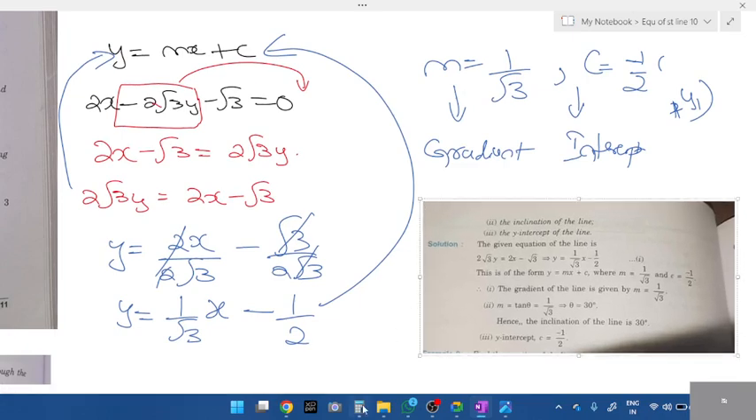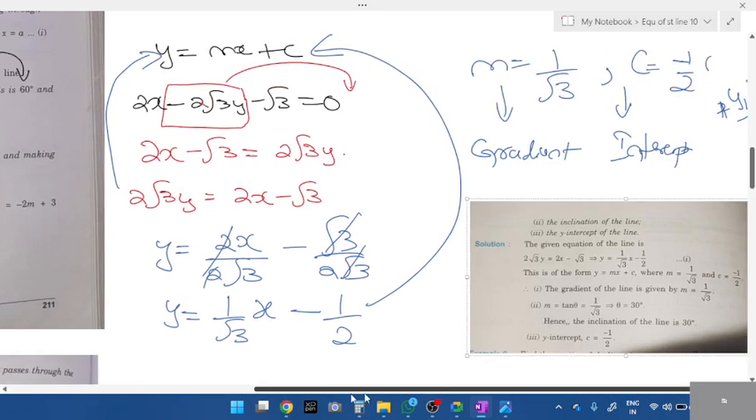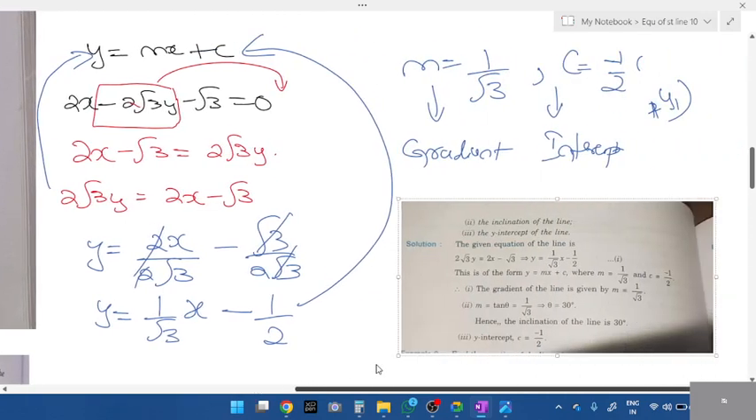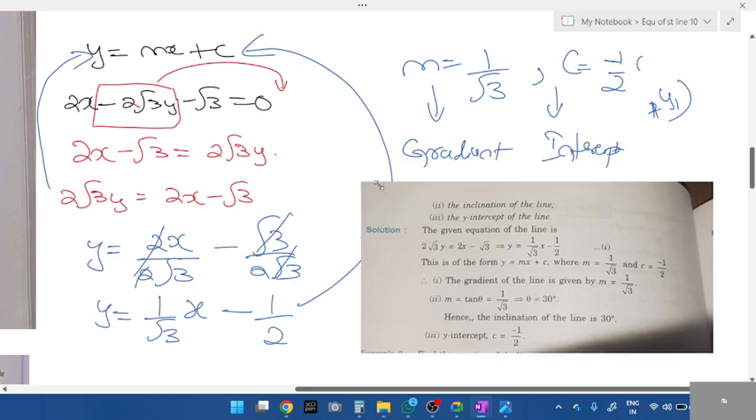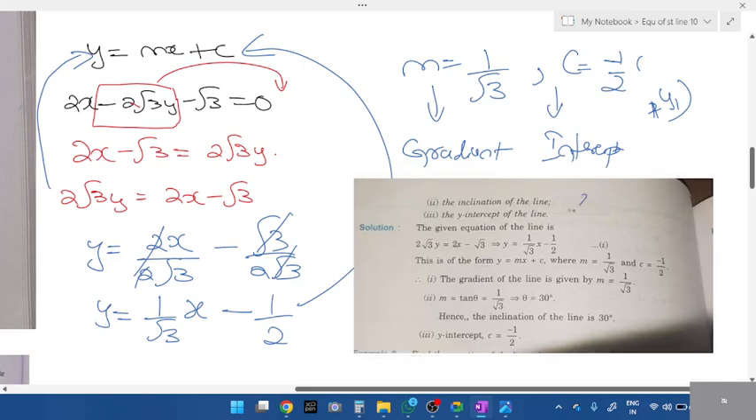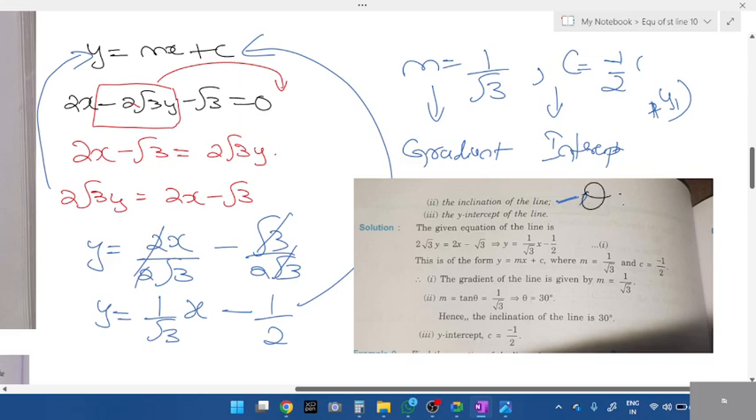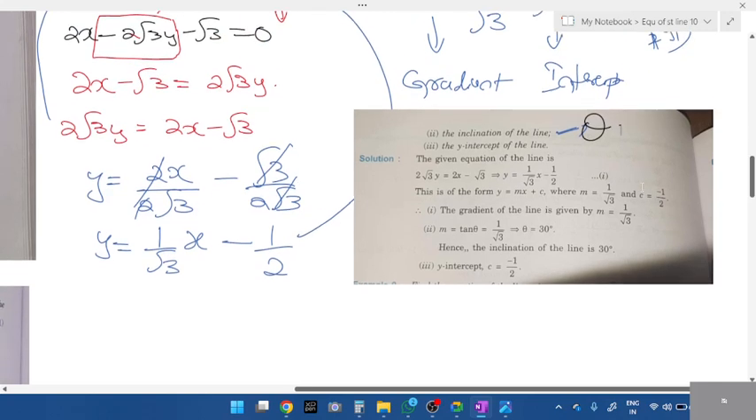Okay, what are the three things we need to find, students? Tell me the three things. First one is gradient. All of you will respond. First one is gradient. What is the second one? Inclination. What do you mean by inclination? Theta, right? Theta. All of you will respond.